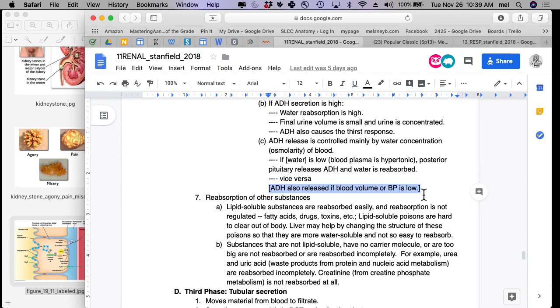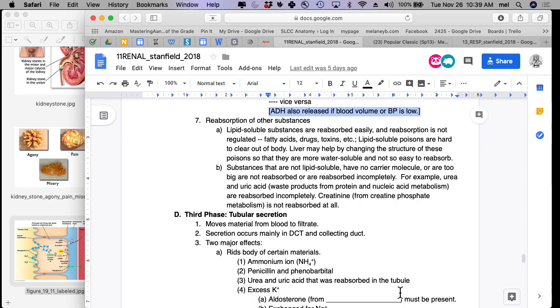And then substances that are not lipid-soluble, or have no carrier molecule, or are too big to be reabsorbed are not reabsorbed or reabsorbed incompletely. For example, urea and uric acid, waste products from primarily protein metabolism, are reabsorbed incompletely because of the amount of carrier proteins that we have for those. But it's okay because they actually have another function in the body. And then creatinine from creatine phosphate is not reabsorbed at all. So if you push it out, there's no mechanism for reabsorption, so it just stays out there. Does that make sense? Okay, so everybody okay?